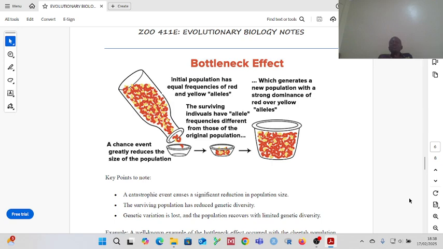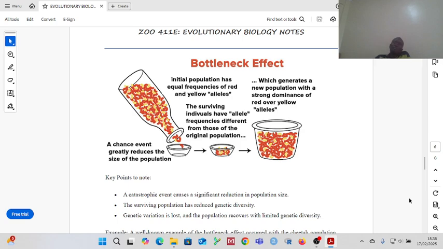So when we begin to create a new population from these surviving individuals, the new population that we are creating will be dominated more by the alleles that are more common within the surviving individuals. So then you create a new population that has a different allele frequency compared to the original population before the bottleneck event.